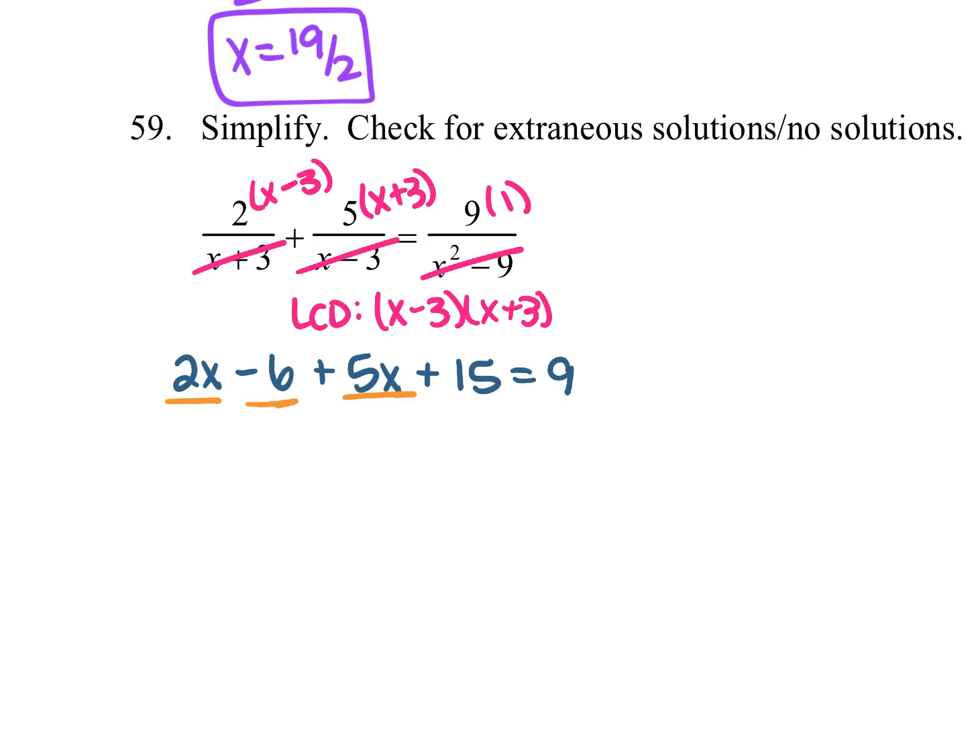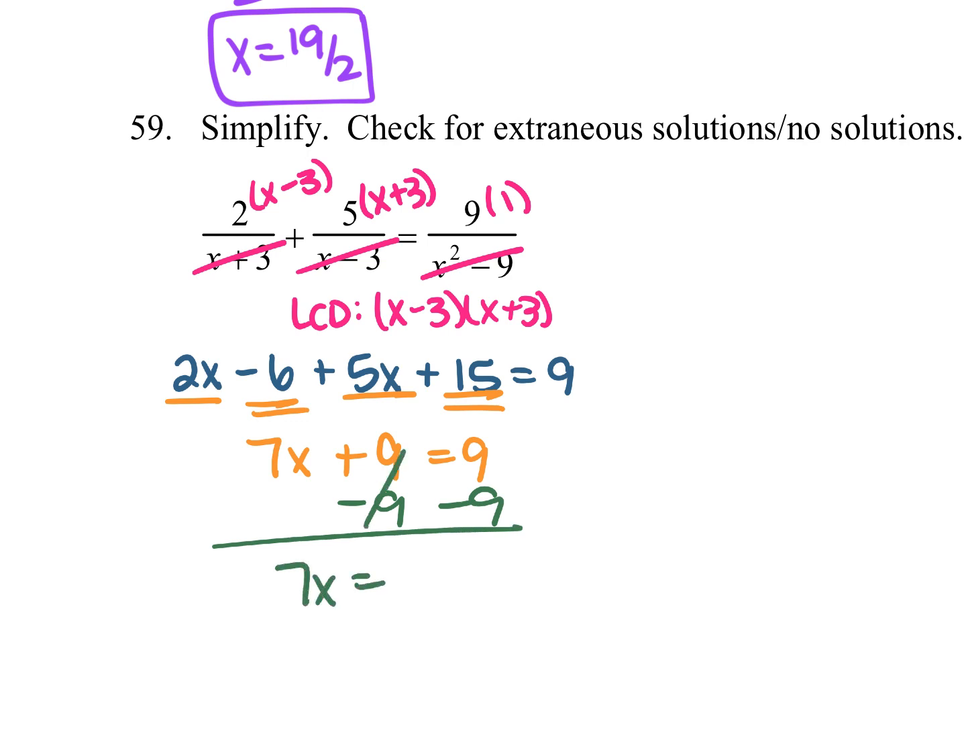Combine your like terms. That's going to give you 7x plus 9 is equal to 9. Subtract your 9 over. You have 7x is equal to 0. Divide each side by 7. You have that x is equal to 0.